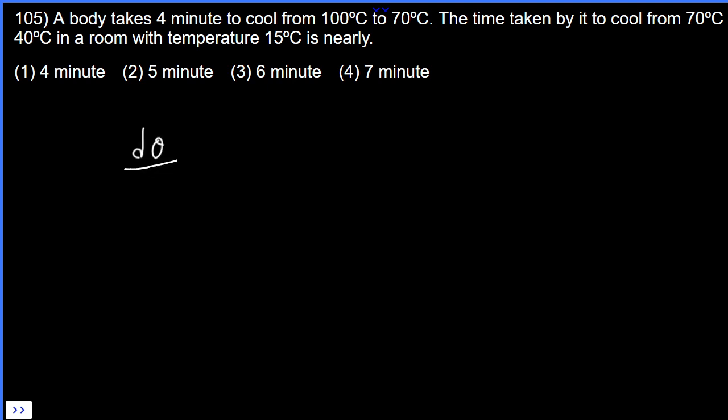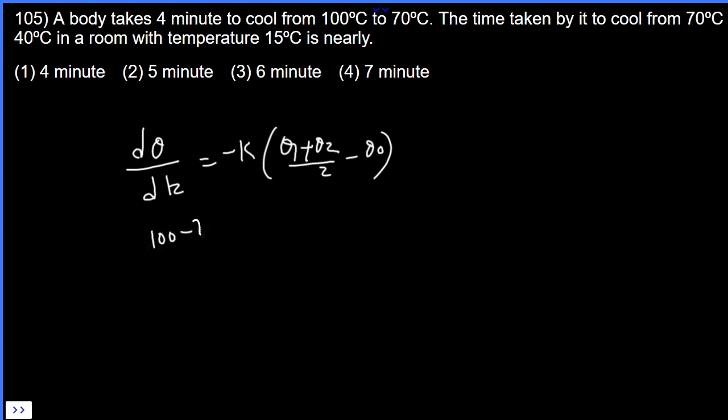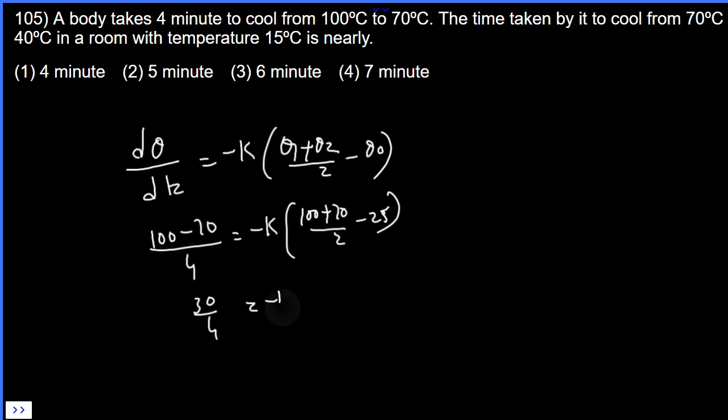In Newton's law of cooling, d theta by dt is equal to minus k into theta minus theta naught, that is, (theta 1 plus theta 2) by 2 minus theta naught. So the formula is applied in both cases. In the first case, d theta is 100 minus 70, and the time is 4 minutes, which is equal to minus k into (100 plus 70) by 2 minus theta naught, where the surroundings are 25. From this we get 30 by 4 is equal to minus k into 85 minus 25.